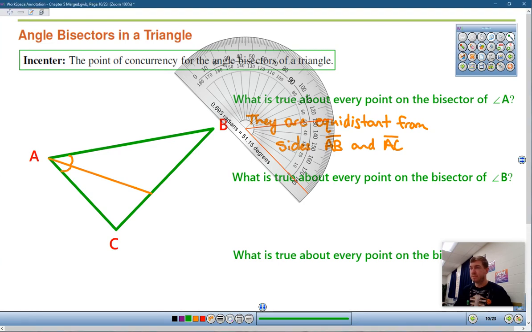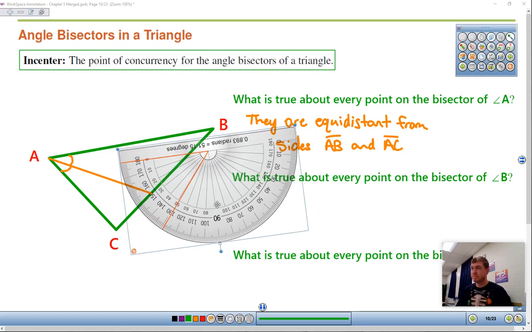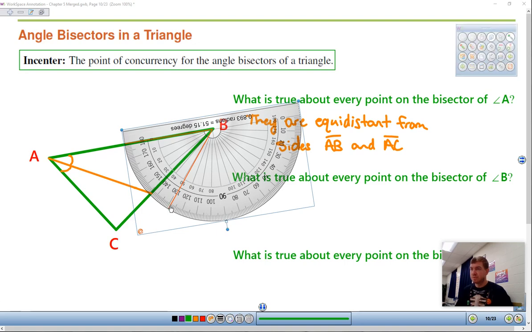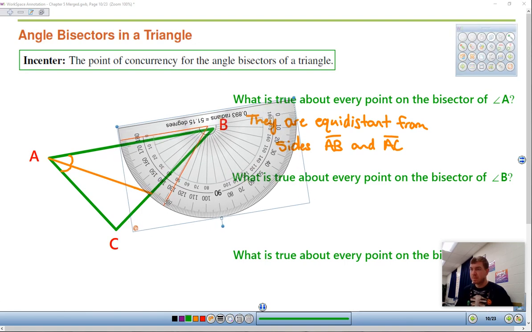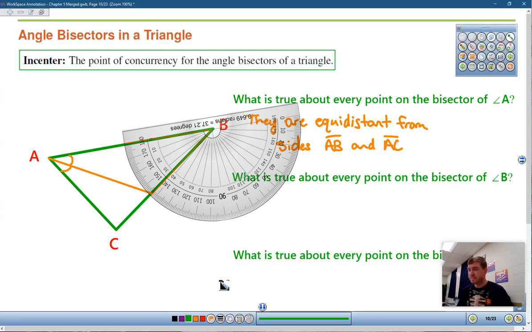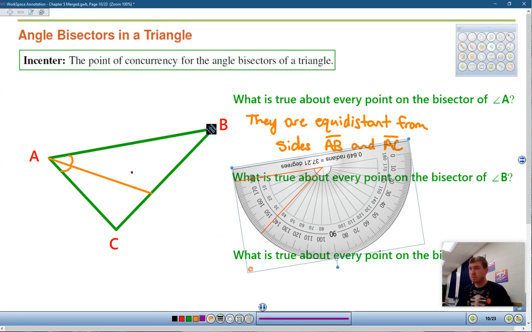Okay. Let's measure another angle here. This one looks like, this thing's not that easy to use. 36, we'll say, so 18, that would be halfway. Looks about right here. I'm going to draw an angle bisector for that angle.